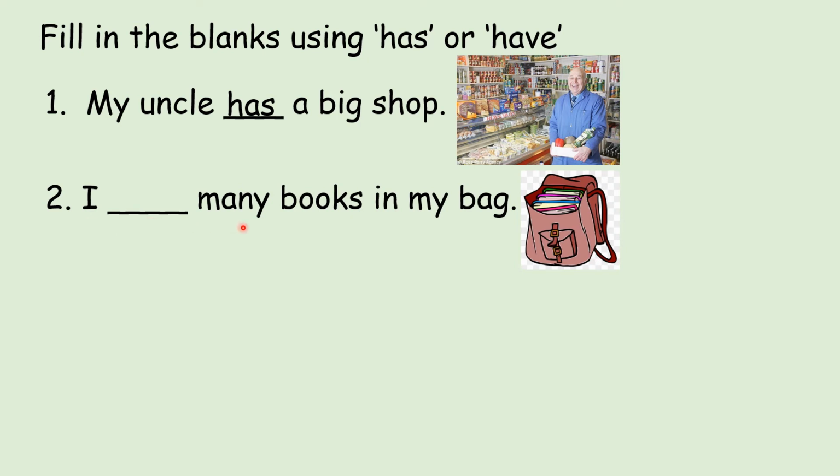I dash many books in my bag. What are we talking about? Books. We are not talking about bag. The whole sentence tells you about the books in the bag. So the word we are talking about is books. So books are many. So which word will you use? Has or have? Have.